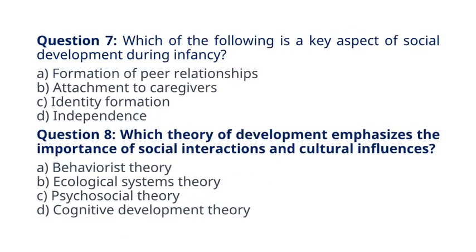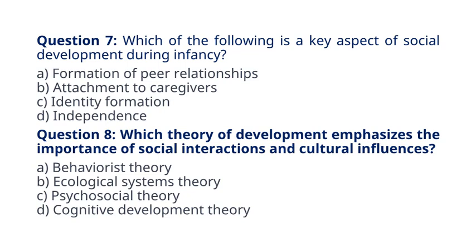Question 7. Which of the following is a key aspect of social development during infancy? A. Formation of peer relationships. B. Attachment to caregivers. C. Identity formation. D. Independence. The correct answer to question 7 is option B. Attachment to caregivers. Explanation: infancy is marked by the formation of strong attachments to caregivers, contributing to social development.